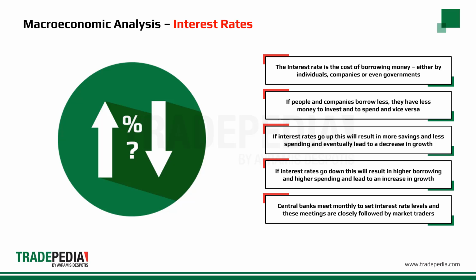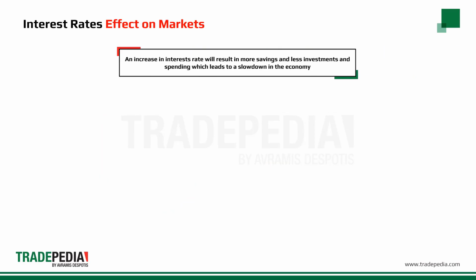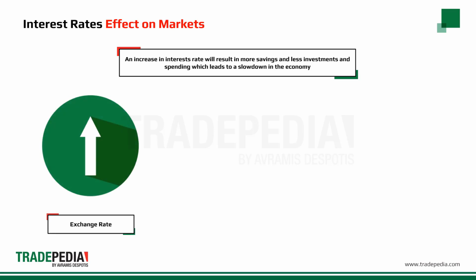Central banks meet monthly to set interest rate levels, and these meetings are closely followed by market traders. An increase in interest rates will result in more savings and less investments and spending, which will then cause a slowdown in the economy. Higher interest rates mean demand for the currency increases, as people sell currencies with lower interest rates in order to buy the ones with higher interest rates. This will cause the value of the currency to increase.